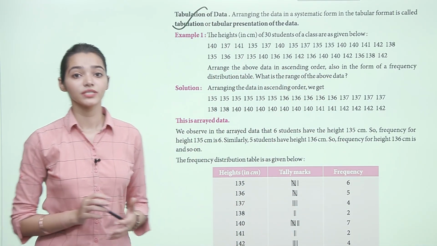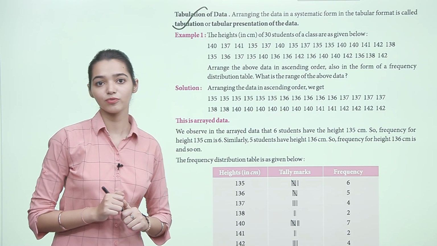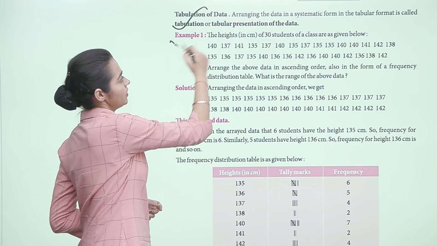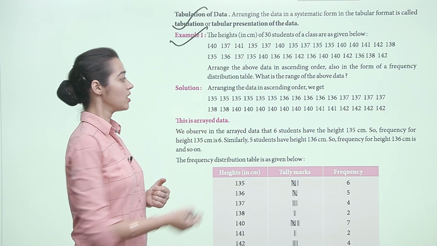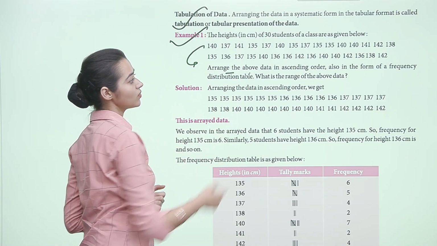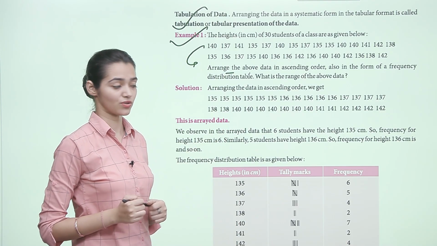Now, tabulation of data. When we arrange the data in systematic form, in tabular form, that is called tabulation or tabular presentation of data. Here in example number 1, we have been given the height of 30 students of a class. We have to arrange it in ascending order, or in a frequency distribution table. Then we have to find out the range of the above data.